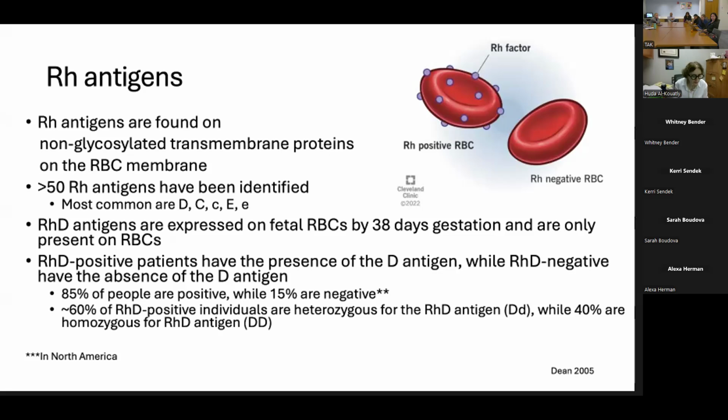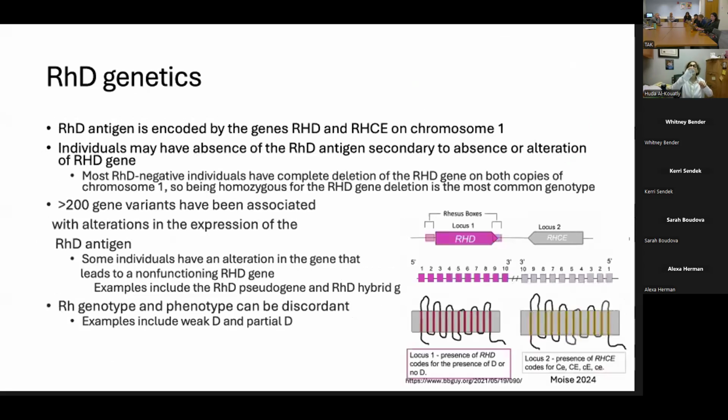Around 60% of RhD positive individuals are heterozygous for the RhD antigen, so big D, little d, while 40% are homozygous for the RhD antigen. In terms of the genetics, the RhD antigen is encoded by the genes RhD and RhCE on chromosome 1. Individuals may have the absence of the RhD antigen secondary to absence or alteration of the RhD gene. So we know that most RhD negative individuals actually have a complete deletion of the RhD gene on both copies of chromosome 1. And so they're homozygous for the RhD gene deletion. And this is the most common genotype.